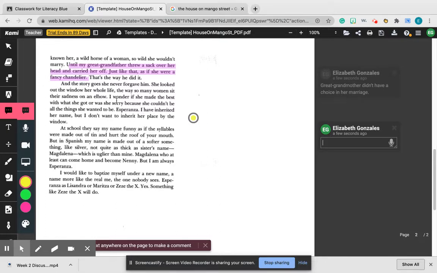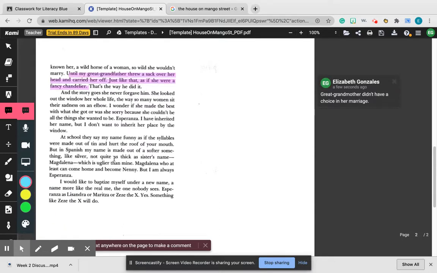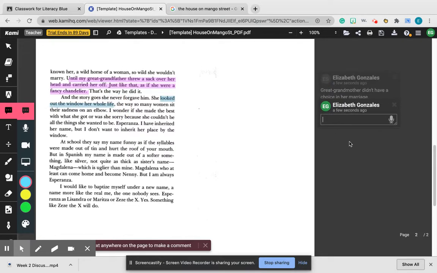So this is a lot too. I want us to come here and we're going to highlight. And remember, you're doing this with me as I'm teaching you through this on your own copy because you're going to turn this in. She looked out the window her whole life, the way so many women sit their sadness on an elbow. So she looked out the window is basically just a way to say that she watched her life pass her by.